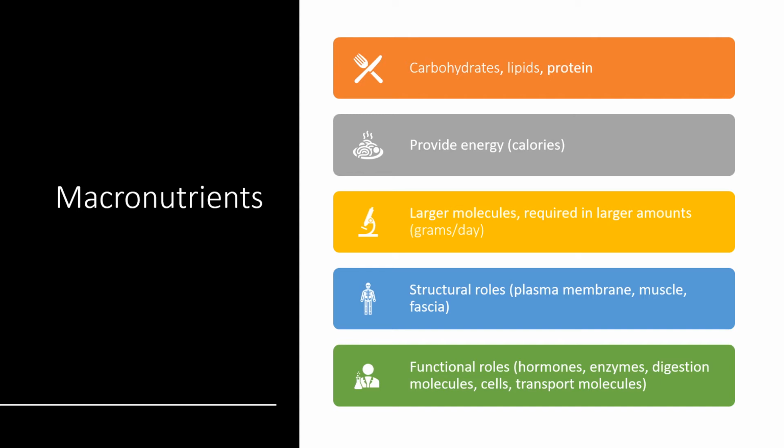They also play functional roles. In particular, lipids and proteins become hormones in the body. They're enzymes that help reactions to occur. They become really important molecules in digestion. Again, they make up cells and tissue. And they can also function as transport molecules in the blood, and also from outside of a cell to inside of a cell, so across the cell membrane.